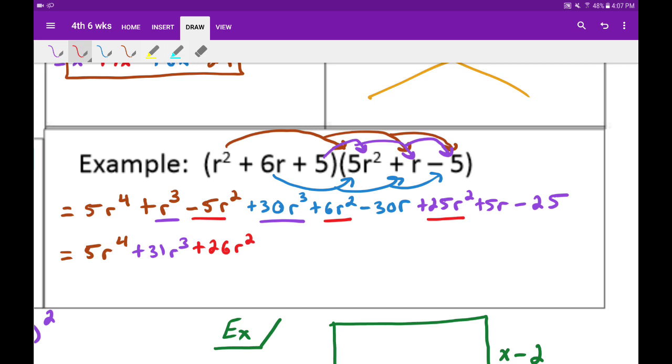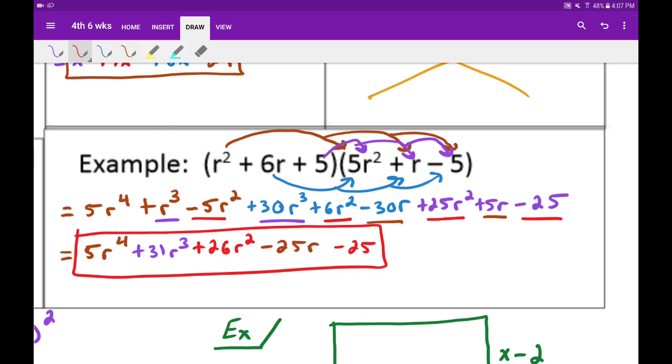All right, and then we're down to our last one, which is -30r and 5r, and that ends up being -25r. And then we have our constant, let's not forget that one, which is -25. So just -25 there. All right, so check to see if there's anything else we can combine. Make sure it's in standard form. It looks good. So I'm going to go ahead and box that in.